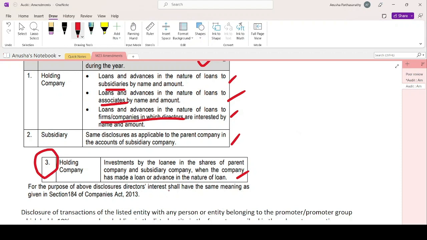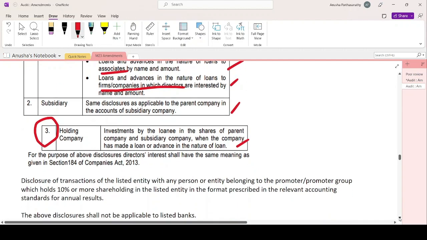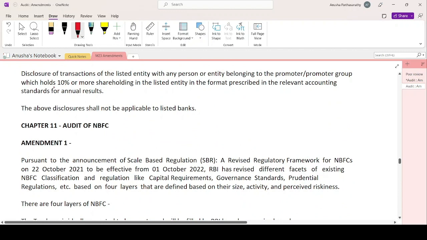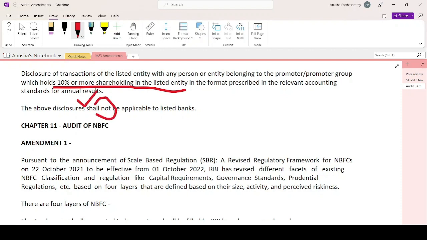For the purpose of the above disclosure, director's interest shall have the same meaning. Disclosure of transactions of the listed entity with any person or entity belonging to the promoter or promoter group which holds 10% or more of the shareholding in the listed entity, in the format prescribed in the accounting standards for annual results. The above disclosure shall not be applicable for listed banks. Now, with this we have completed 2 chapters.